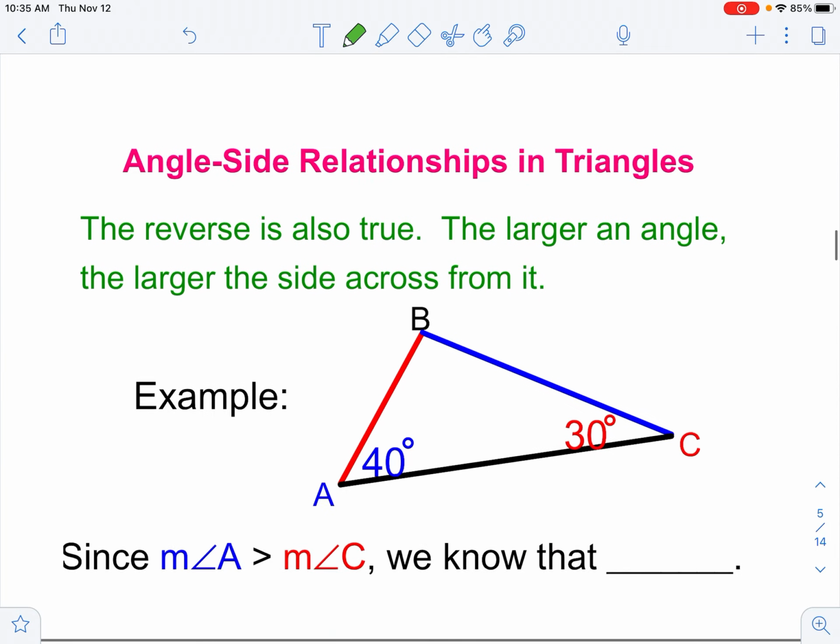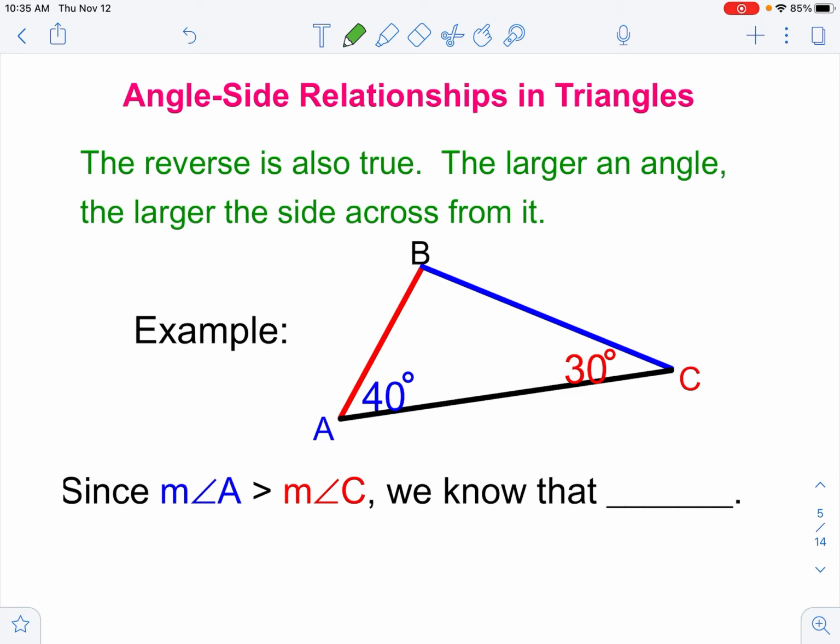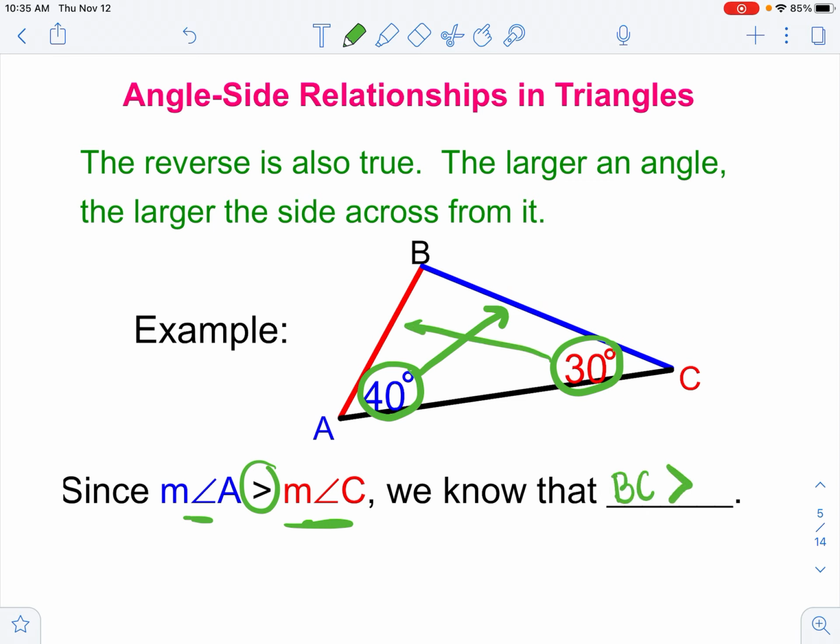All right, same thing goes if I gave you angles. So here, what I could really do is ask you, what's the biggest side? But instead, I'm going to say, okay, this angle's 40 degrees. This angle's 30 degrees. So angle A is greater than angle C. Okay, now, if I want to compare that red and blue side, which one's longer? So this one's opposite of my 40-degree angle, so BC is greater than, opposite of this is AB.